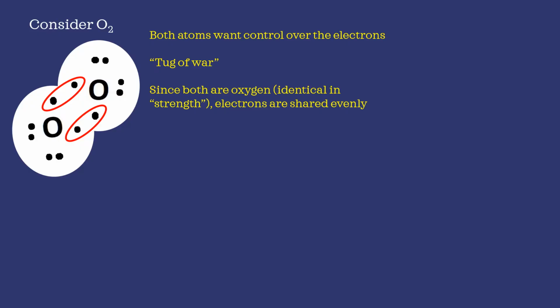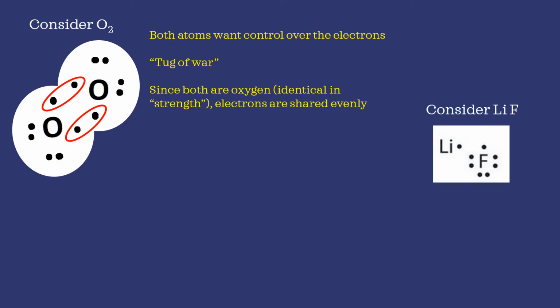Contrast that scenario with this interaction between the electron donor lithium and the electron acceptor fluorine. In the resulting compound, lithium fluoride, fluorine completely steals away lithium's valence electron. Lithium loses the tug of war, but is quite happy with that result because by losing its outermost electron, it achieves a full valence shell.